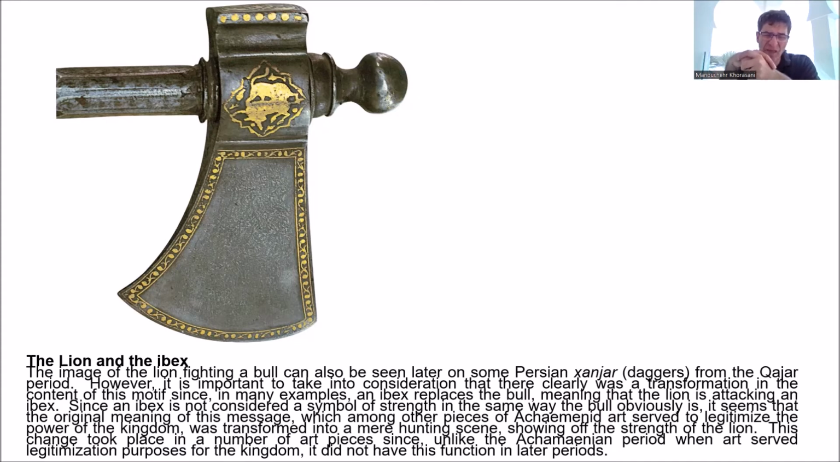Since an ibex is not considered a symbol of strength as much as a bull is, it seems that the original meaning of this message, which among other pieces of Achaemenid art served to legitimize the power of the kingdom, was transformed into a mere hunting scene, showing off the strengths of the lion. This change took place in a number of art pieces, since unlike the Achaemenid period, when art served legitimization purposes for the kingdom, it did not have this function in the same way in later periods.